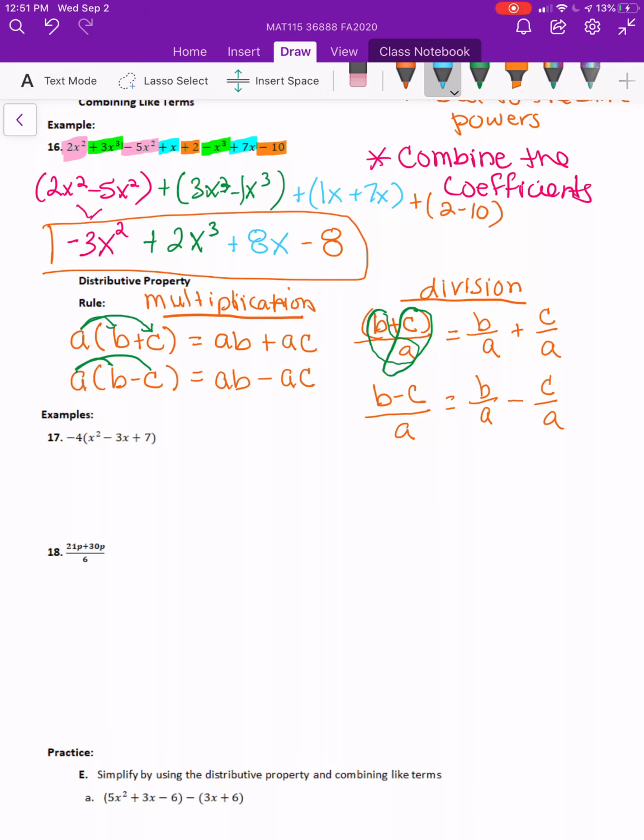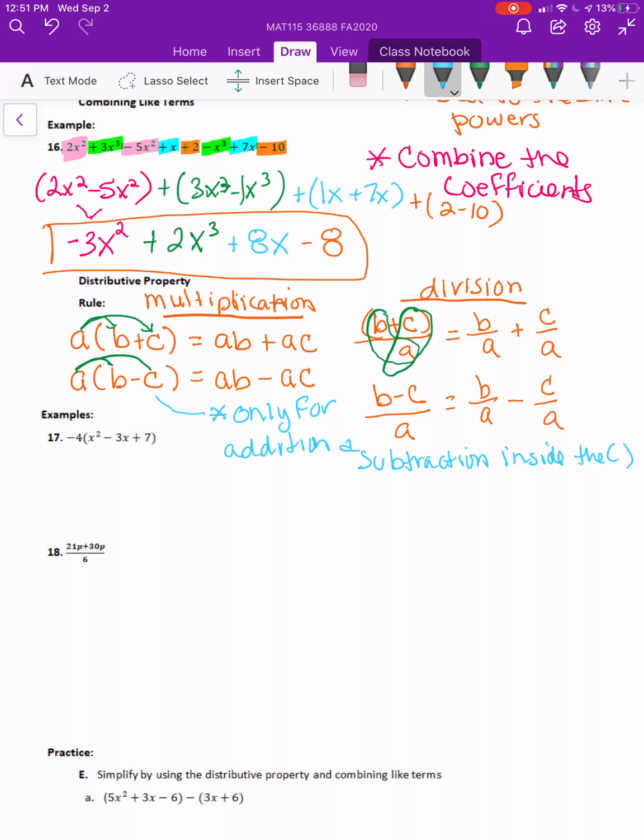The other important thing about this rule is that it's only for addition and subtraction inside the parentheses.